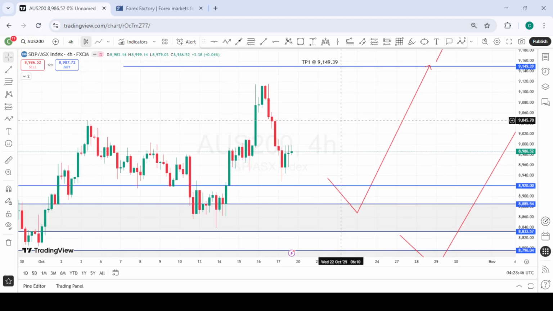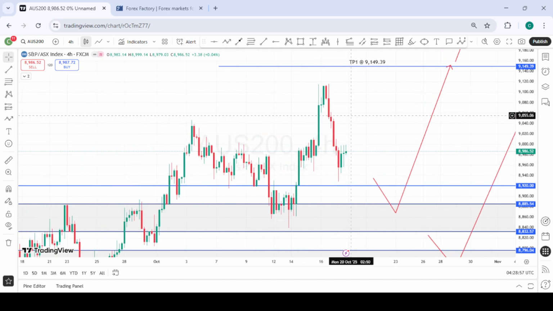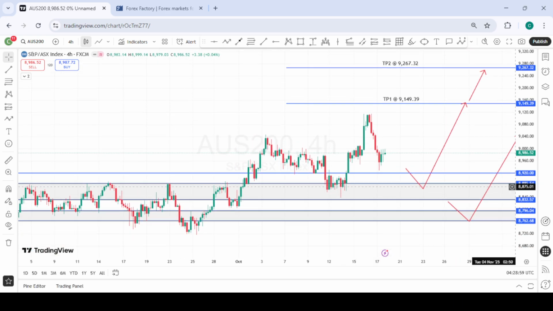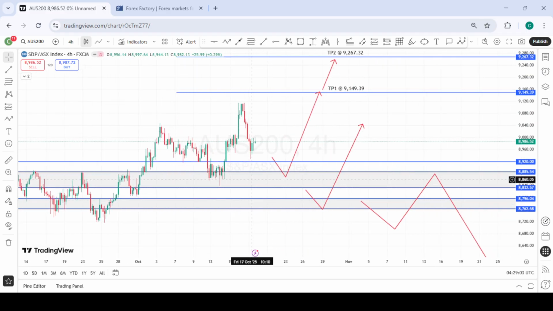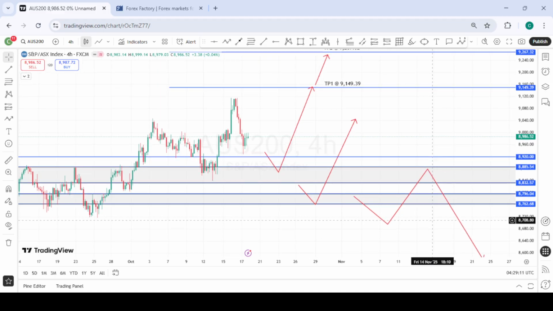So for the coming week, should price pull back into this very first zone or within this second zone and give buying confirmations, we'll be interested in taking the buys to the upside for Australia 200. So let's look forward to that. Should price break or clear all these areas of interest and break below this zone, we'll be looking forward to selling opportunities to the downside for Australia 200.